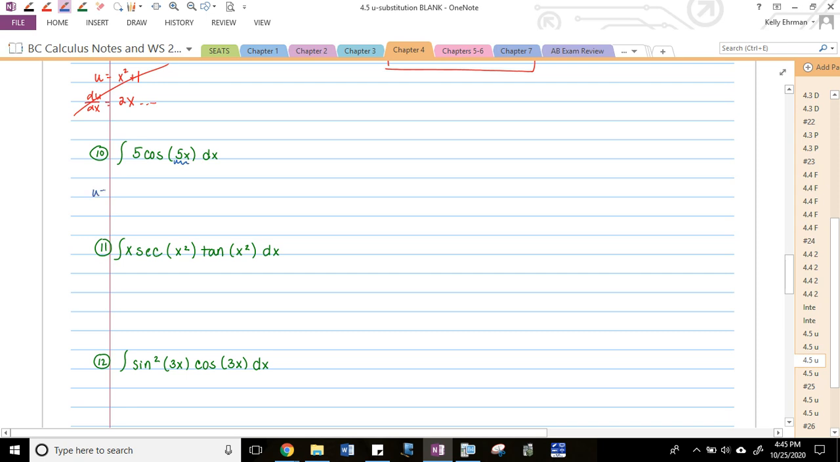All right. Let's let u equal 5x. Du dx would just be 5. du divided by 5 would be dx. So we have the integral of 5 cosine of u du divided by 5. The 5's cancel. The integral of cosine is sine u plus c. And now I'm going to write it as sine of 5x plus c.